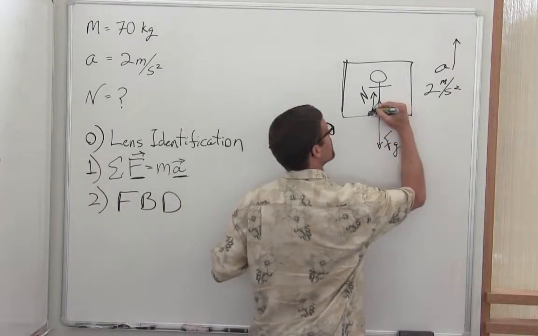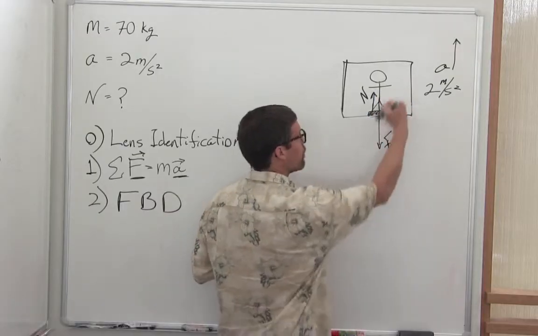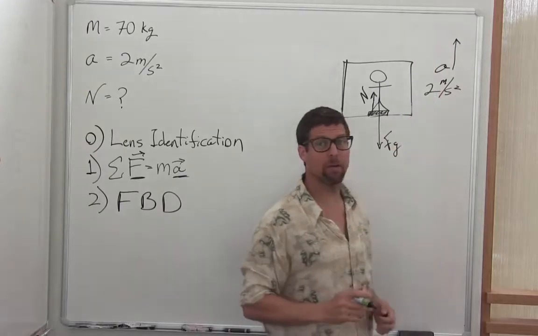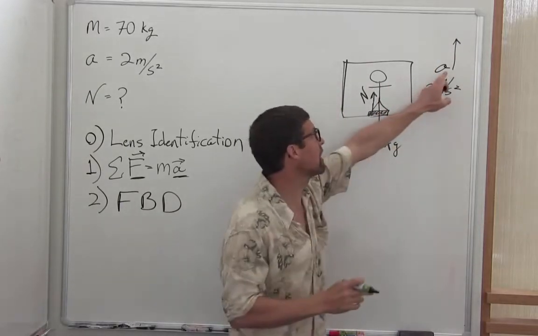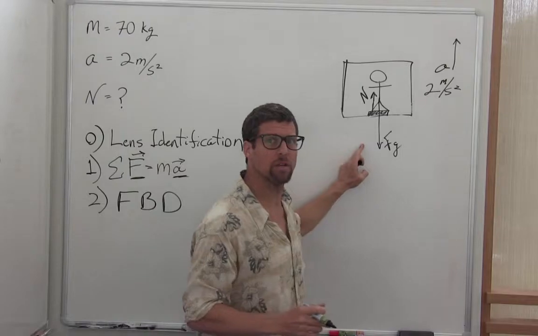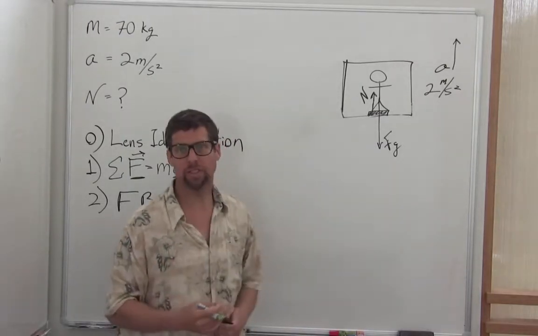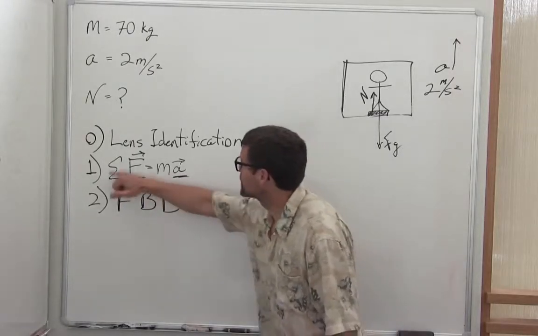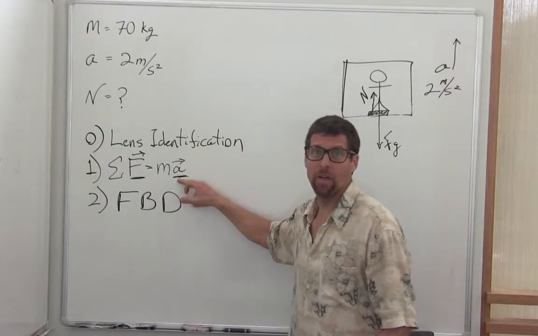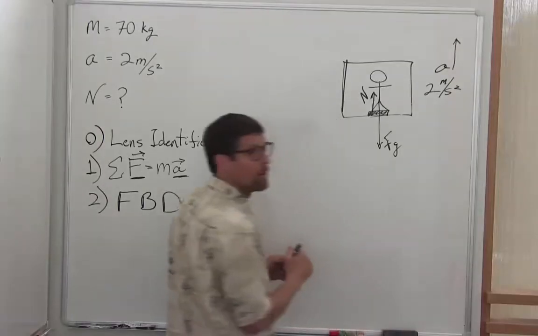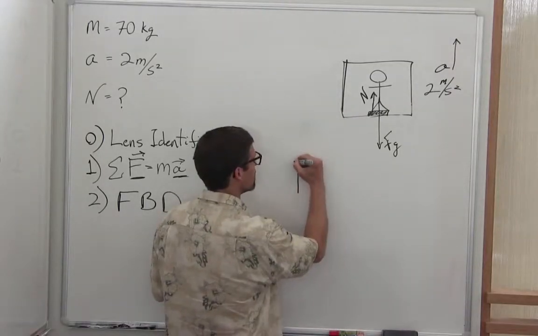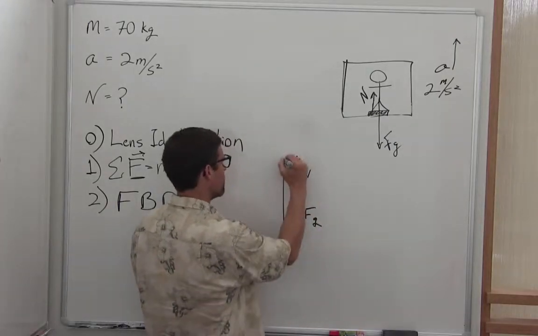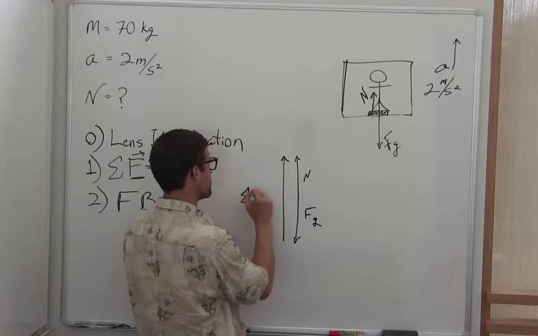So I know that the normal force is upward on me, the force of gravity is downward, and then over here, I identify the acceleration. I don't put it on here because the acceleration is not a force. The forces produce the acceleration. Then I want to add these forces to get this acceleration. So I'm going to add these vectors. So I can take my normal force and my force of gravity, and I add them together to get the vector sum of the forces.